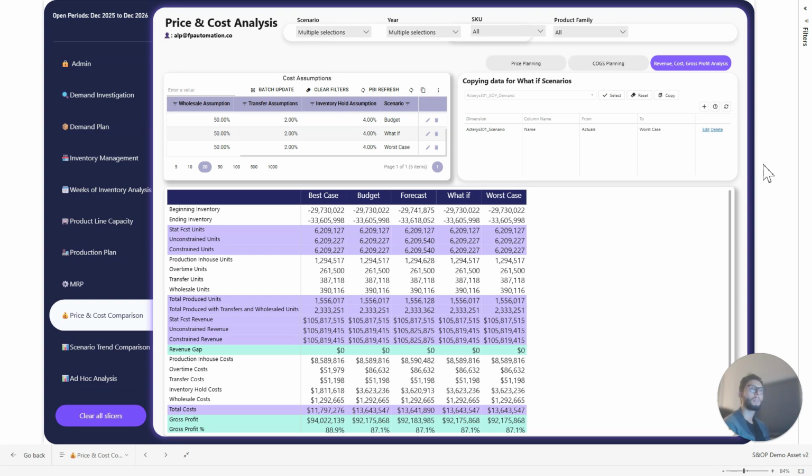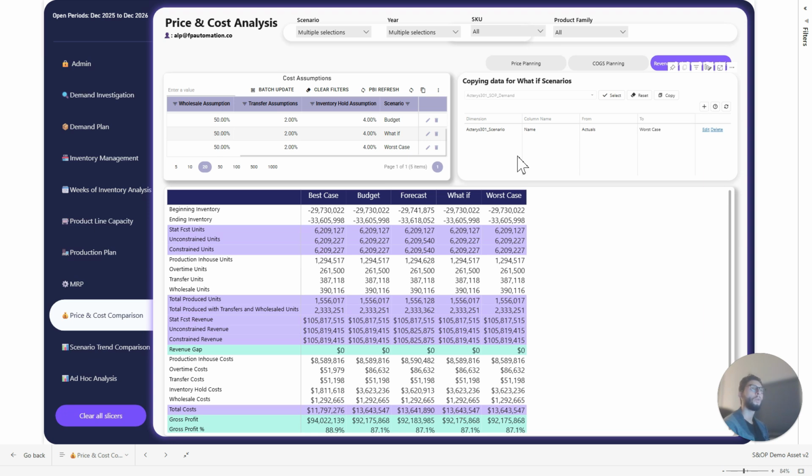Welcome back to part 6 of our multi-part series on sales and operations planning within the Microsoft Fabric and Acterys ecosystem. In our previous video, we talked about MRP planning and how the forecast from MRP can be used to influence the purchase order decisions that you have with your vendors and the lead times that you have in place.